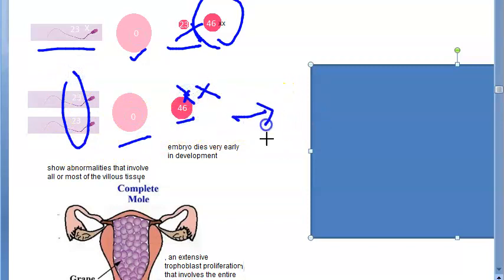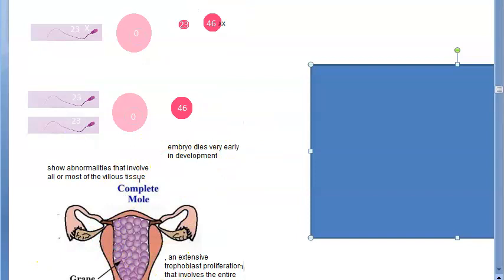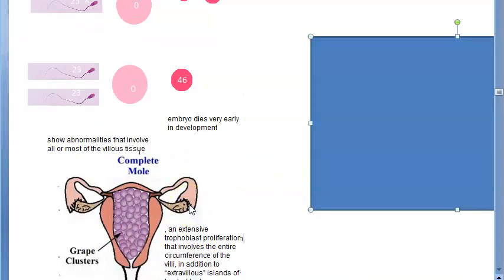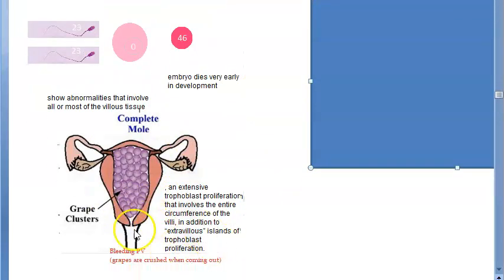And again, this will continue to divide, right? What happens here? This embryo will die early in the development itself. And how will that be? The villi will continue to proliferate. So you can see here extensive trophoblastic proliferation. It involves the entire circumference of the villi, right? In addition to extravillous islands of trophoblast proliferation.